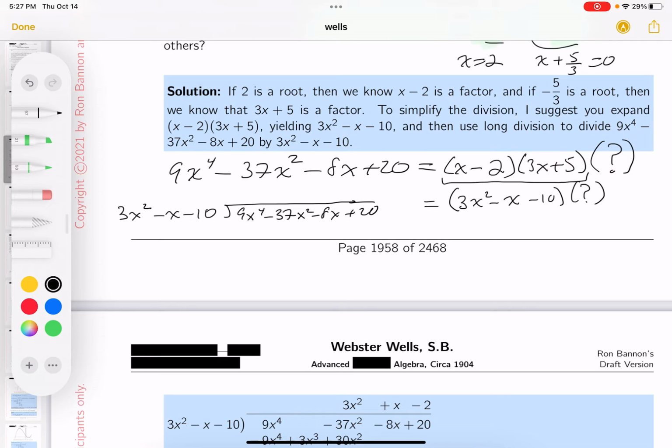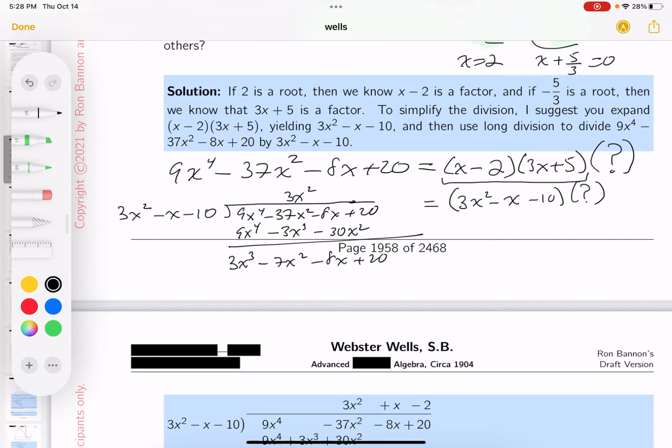So what do you got? I'm going to say 3x squared. Again, if things go well, I'll get a remainder of 0. If they're not going well, I've done something wrong. That's going to be 9x to the 4th minus, let's see, 3x cubed, right? And then it's going to be what? Plus, not my plus, minus 30x squared. That's pretty tough. Let's do our subtraction. So what do you get? 3x cubed. Let's see, minus 37 plus 30 is minus 7x squared minus 8x plus 20.